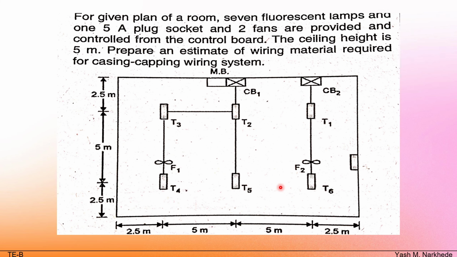So here we have an example from estimation and costing. The question says for a given plan of a room with 7 fluorescent lamps, 2 fans and one 5 ampere plug socket, we have to prepare an estimate of wiring material required for casing capping wiring. The wiring is controlled from the control board and the ceiling height is 5 meters.